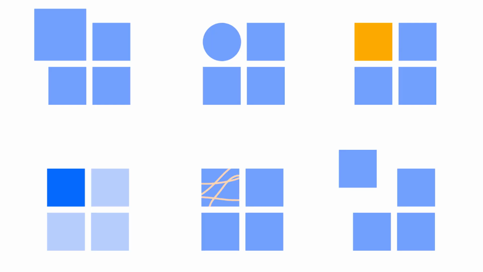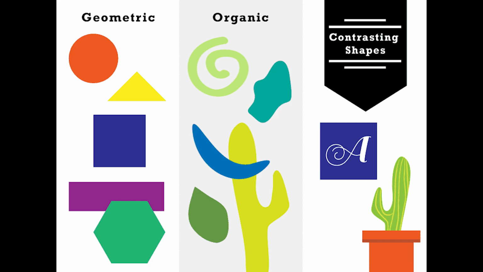Shape contrast involves using different shapes to create visual interest. Mixing geometric shapes with organic shapes can make a design more dynamic. For example, combining circles with a series of rectangles can create a striking visual effect.